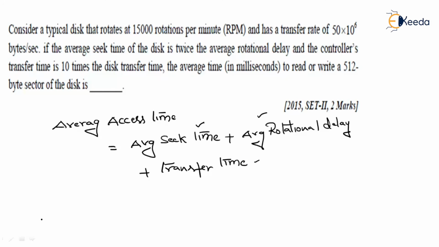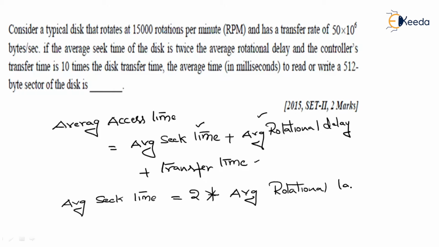Here in the question, average seek time is given as 2 into average rotational latency. In order to find out the average seek time, first of all we need to find out the average rotational delay. Then 2 into average rotational latency will be equal to the average seek time. Now we will go for the average rotational delay.